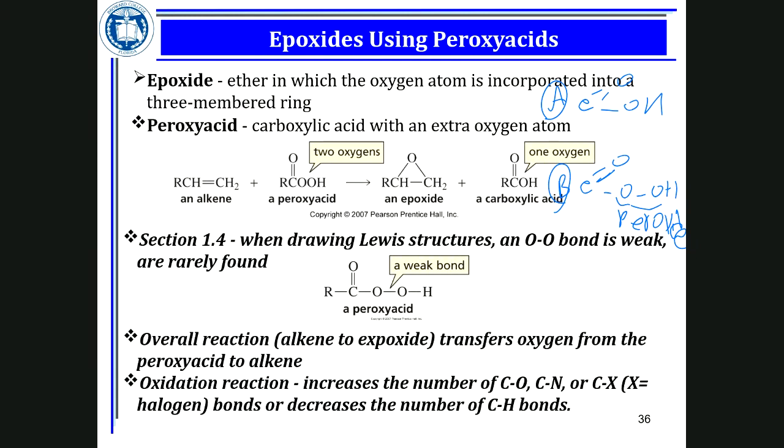Carboxylic acid is stable. So if you use this as a reactant, it is dying to form the carboxylic acid. This is the peroxy acid. How could it go to the carboxylic acid? It has to lose one oxygen in order to go to carboxylic acid.